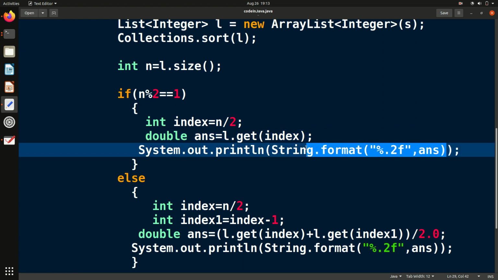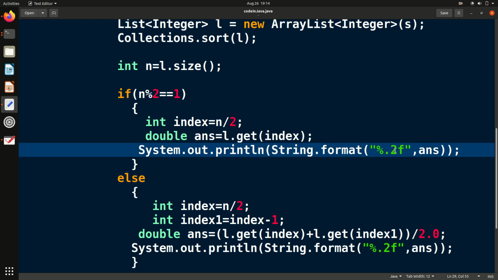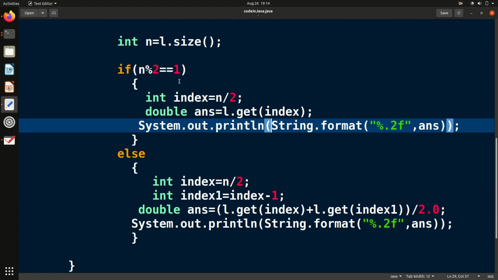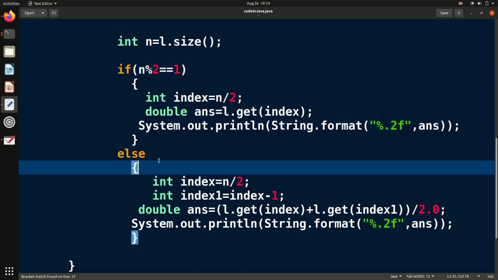Now this is the method to print up to 2 decimal places. You have to write everything as it is: String dot format, percentage dot 2f. This 2 is saying that after the dot we want 2 decimal places. If you are asked to find up to 3 decimal places, just replace this 2 with 3. So this will print up to 2 decimal places. I hope it is clear. Now this was for when the number of elements is odd, and else will be when the number of elements is even.